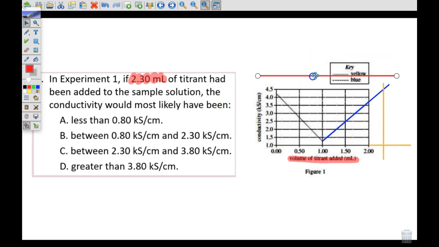Then I'm going to take this intersection point and I'm going to draw a line to the y-axis where it's about conductivity. And you guys might have noticed that the units for conductivity were also in all of my answers. So that makes me know that this is the axis I know my answer is going to come from. So because the red line extends all the way to about 4.5, that means that the answer to number 3 is D. The conductivity would be greater than 3.80 kiloseconds per centimeter.